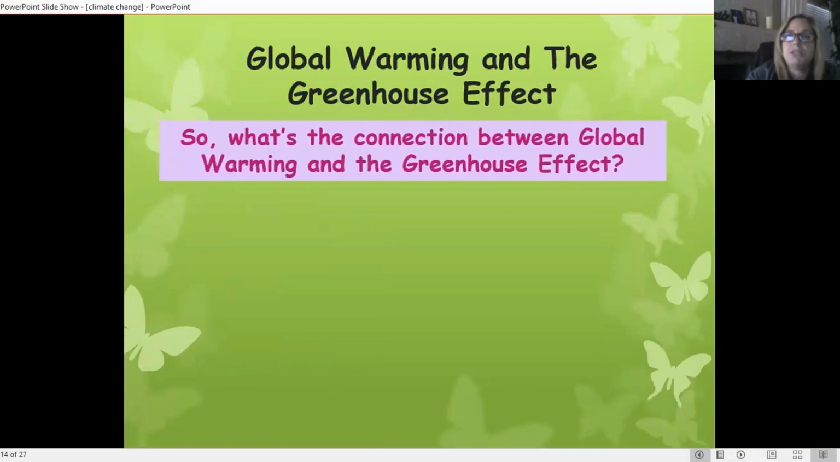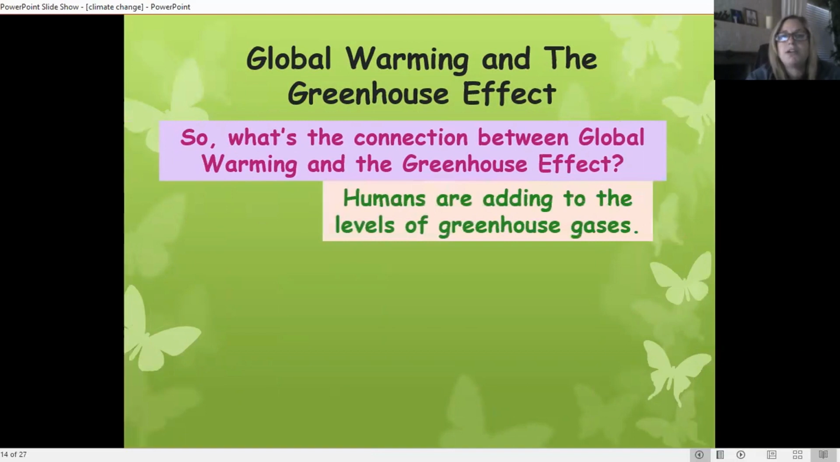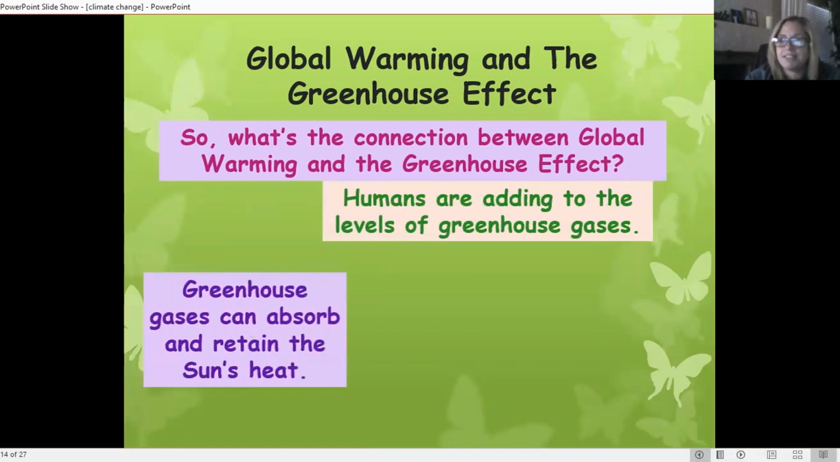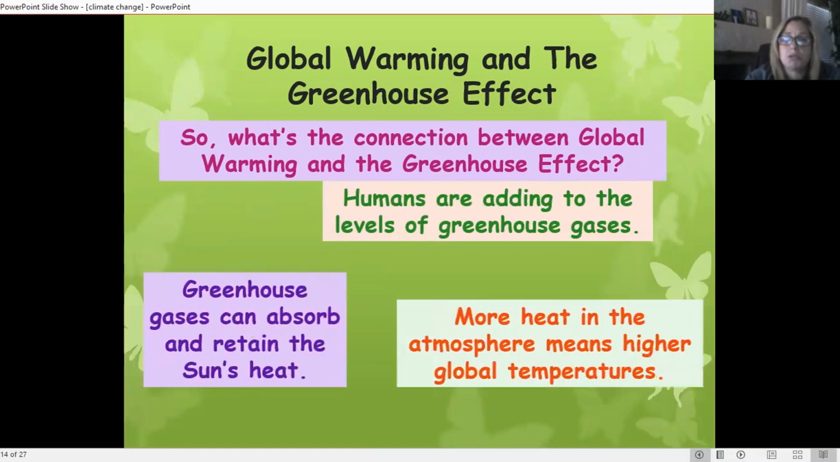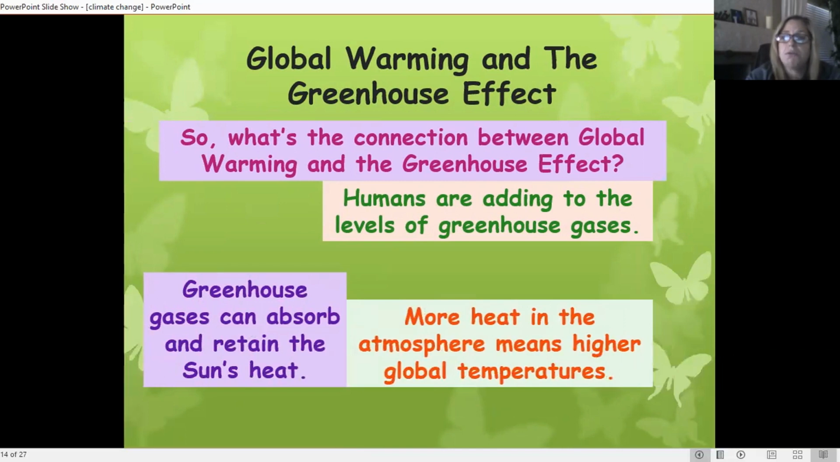So what's the connection between global warming and the greenhouse effect? Humans are adding to the levels of greenhouse gases. Greenhouse gases can absorb and retain the sun's heat. More heat in the atmosphere means higher global temperatures.